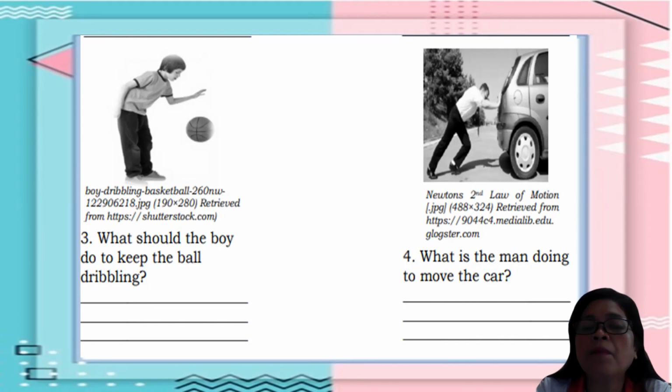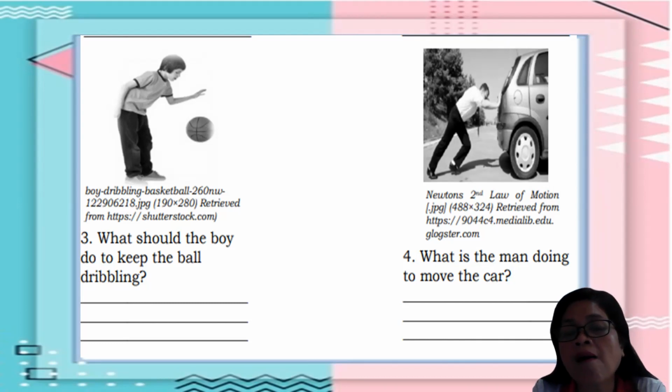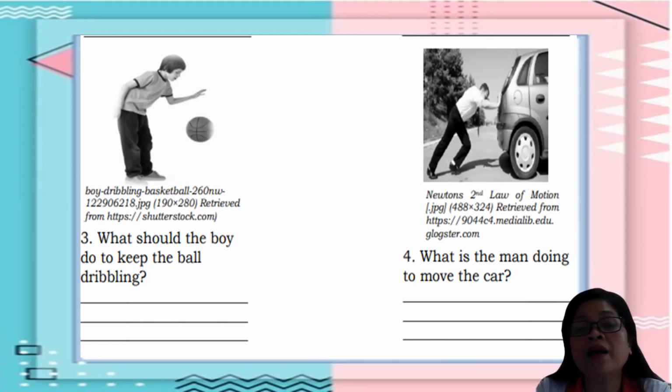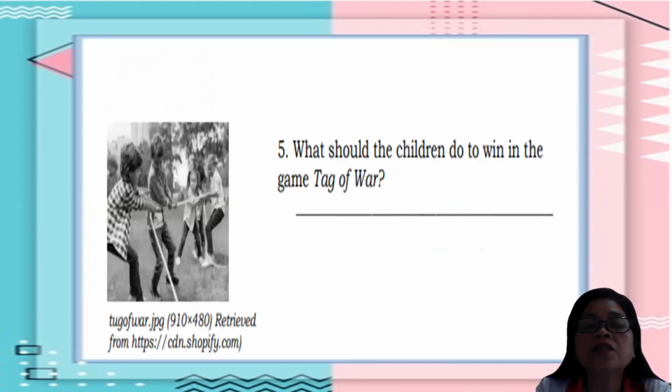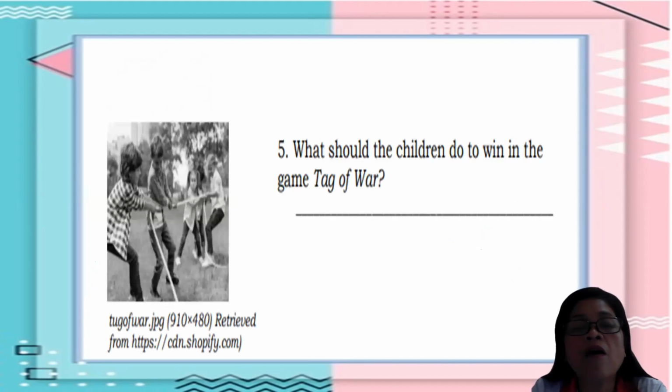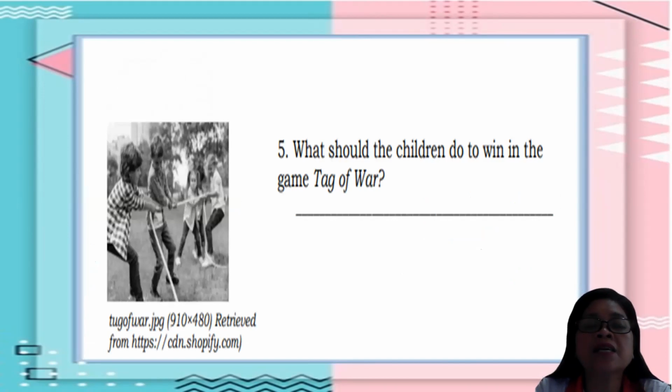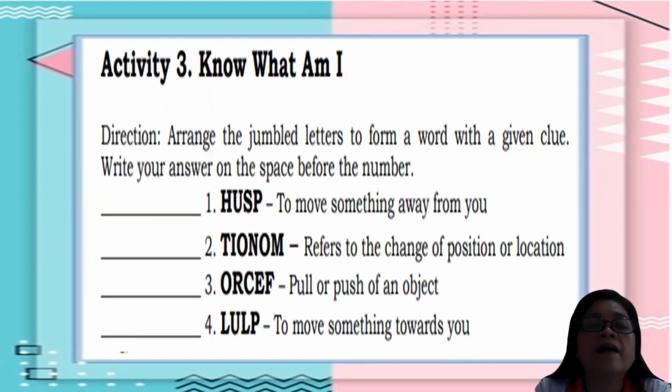Number 4, what is the man doing to move the car? Obviously, the man is pushing the car. So the answer is push it. Next, what should the children do to win the game tug of war? Okay, the answer is pull it.